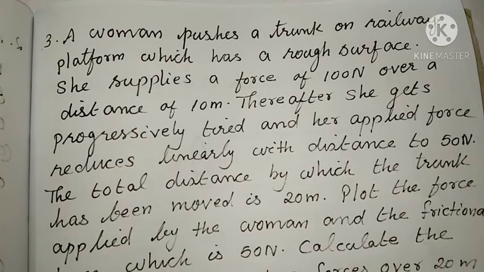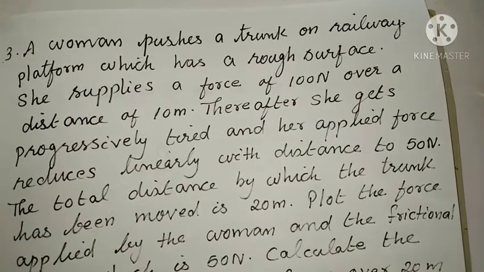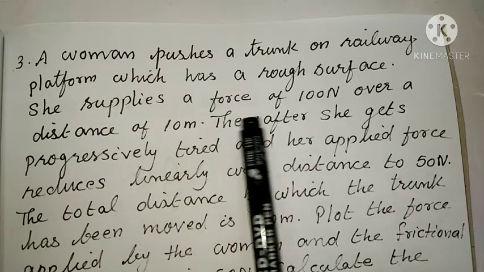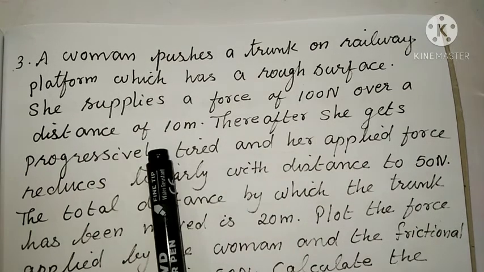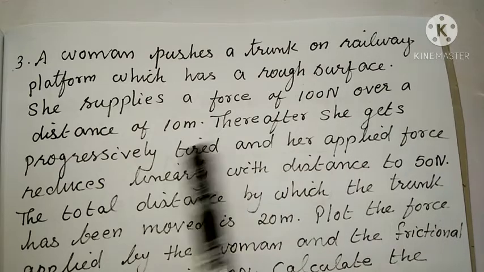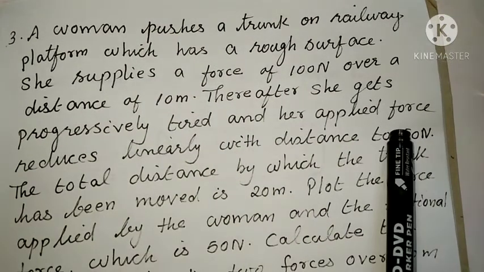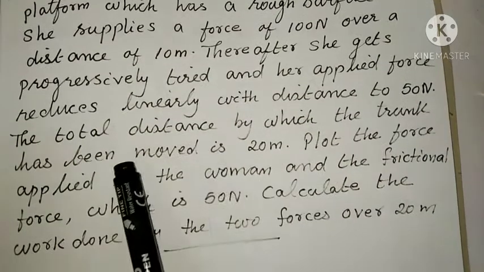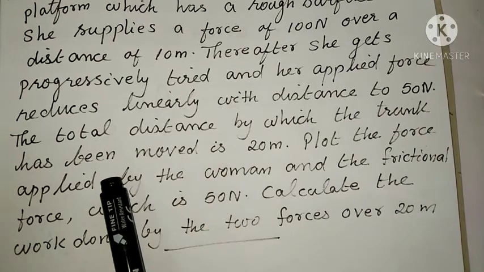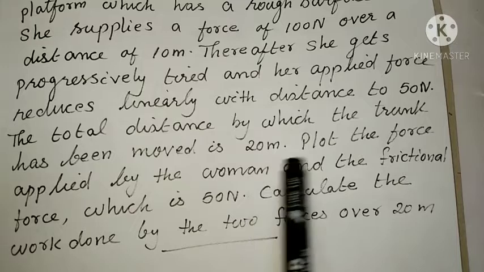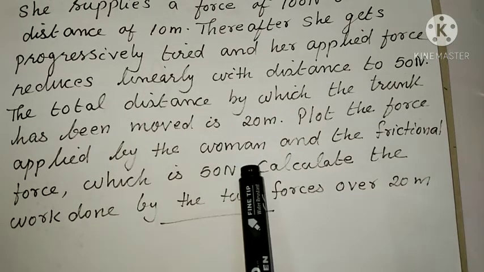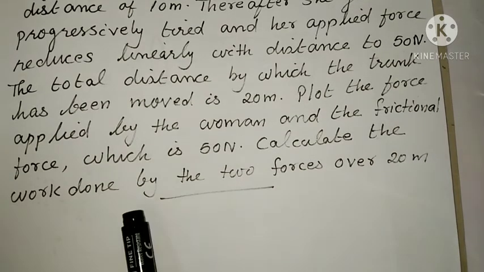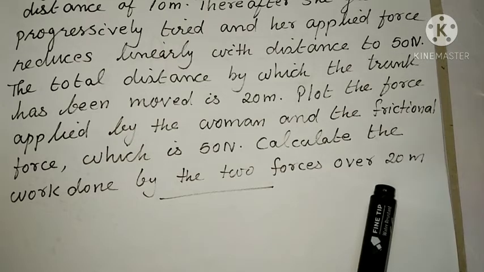Clear? Third question. A woman pushes a trunk on a railway platform which has a rough surface. She supplies a force of 100 Newton over a distance of 10 meter. Thereafter she gets progressively tired and her applied force reduces linearly with distance to 50 Newton. The total distance by which the trunk has been moved is 20 meter. Plot the force applied by the woman and the frictional force, which is 50 Newton. Calculate the work done by the two forces over 20 meter.